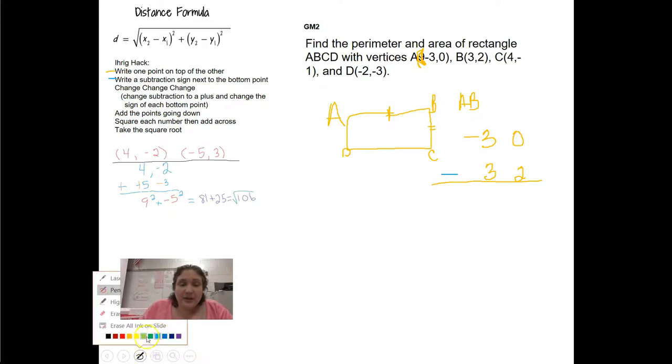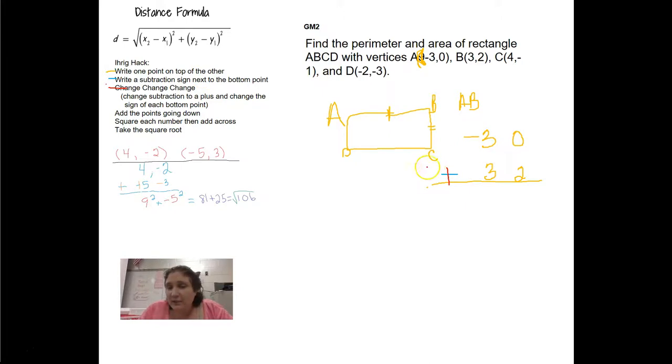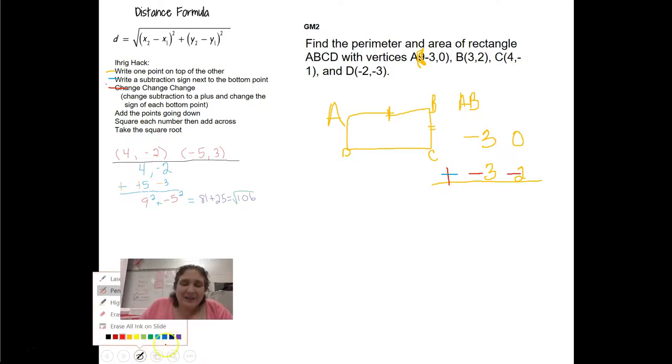So I'm going to change the subtraction sign to a plus sign and change the sign of each bottom point. So the 3 becomes a negative, the 2 becomes a negative. Then it says to add the points going down. You can also just do the distance formula for sure.